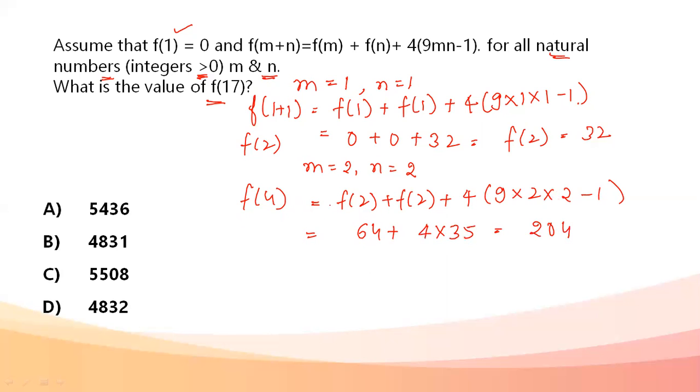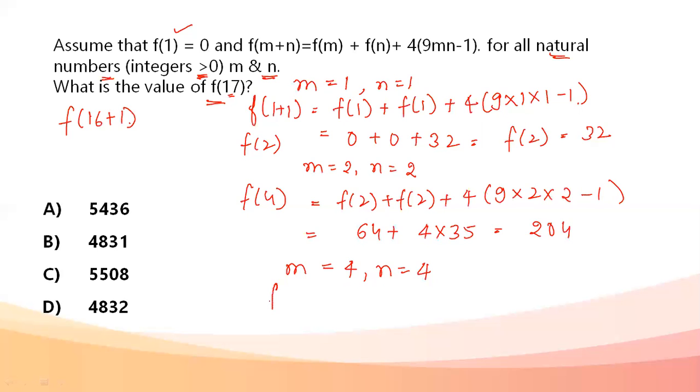Next, I'm going to find out m equals 4 and n equals 4. Why am I going to do this? Because I know whatever format is given to me, it is f of m plus n. So the 17 I can always write as f of 16 plus 1. So for getting up to 16, I'll have to progress in terms of even numbers only. So I'm going for m equals 4, n equals 4.